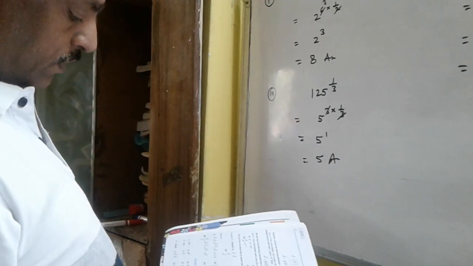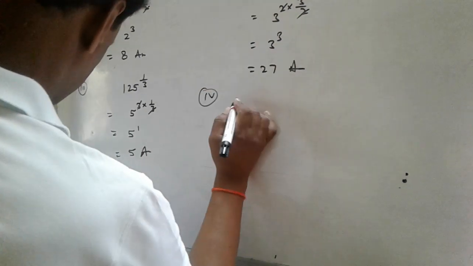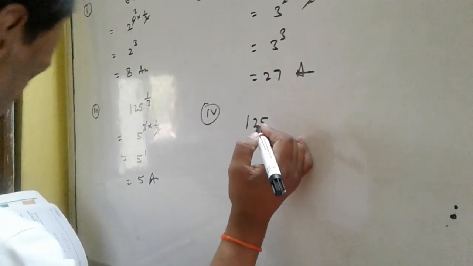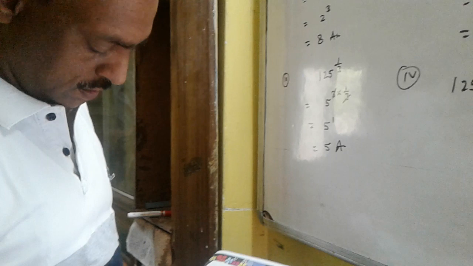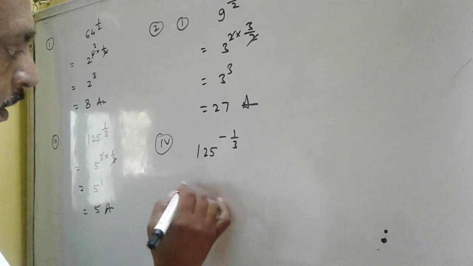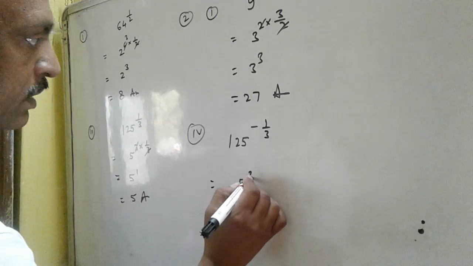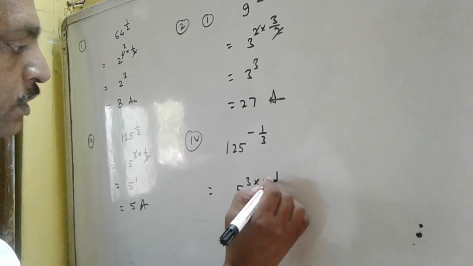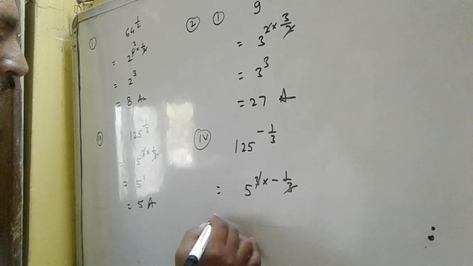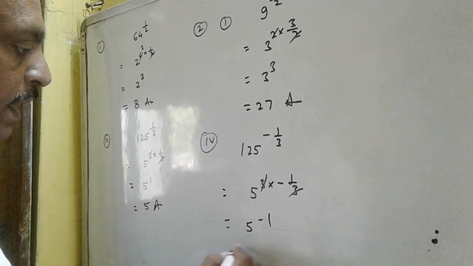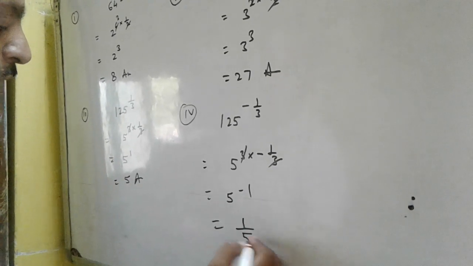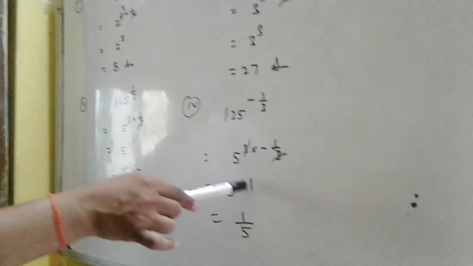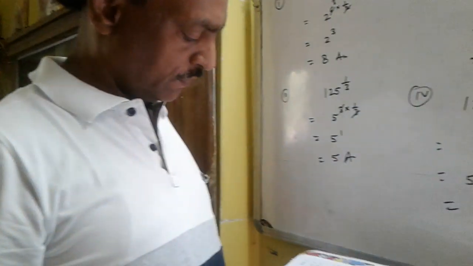Just take the fourth one, 125 power minus 1 by 3. So 5 to the power 3 into minus 1 by 3. Now it is 5 to the power minus 1. You can write 1 by 5. You have seen all these types of rules in standard 8th and 7th also.